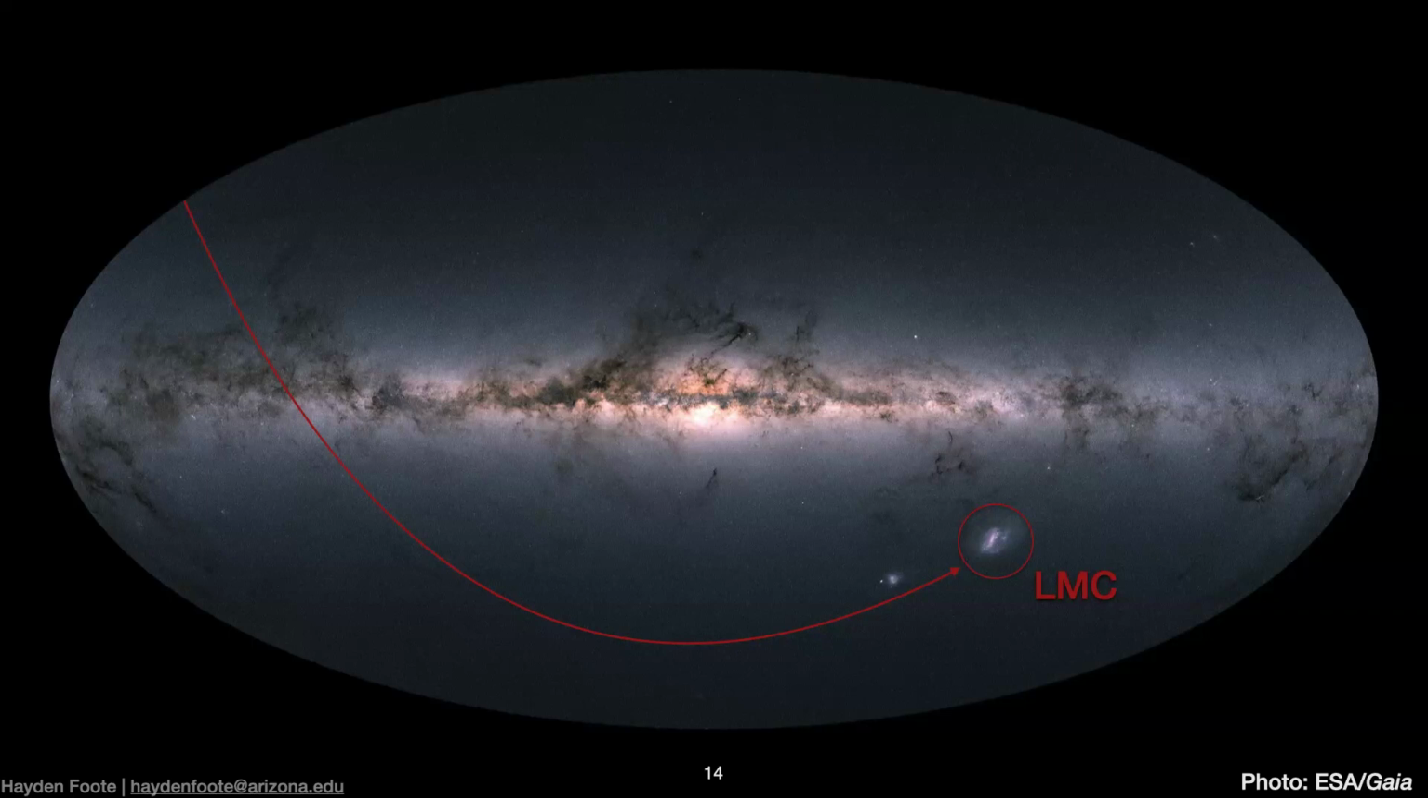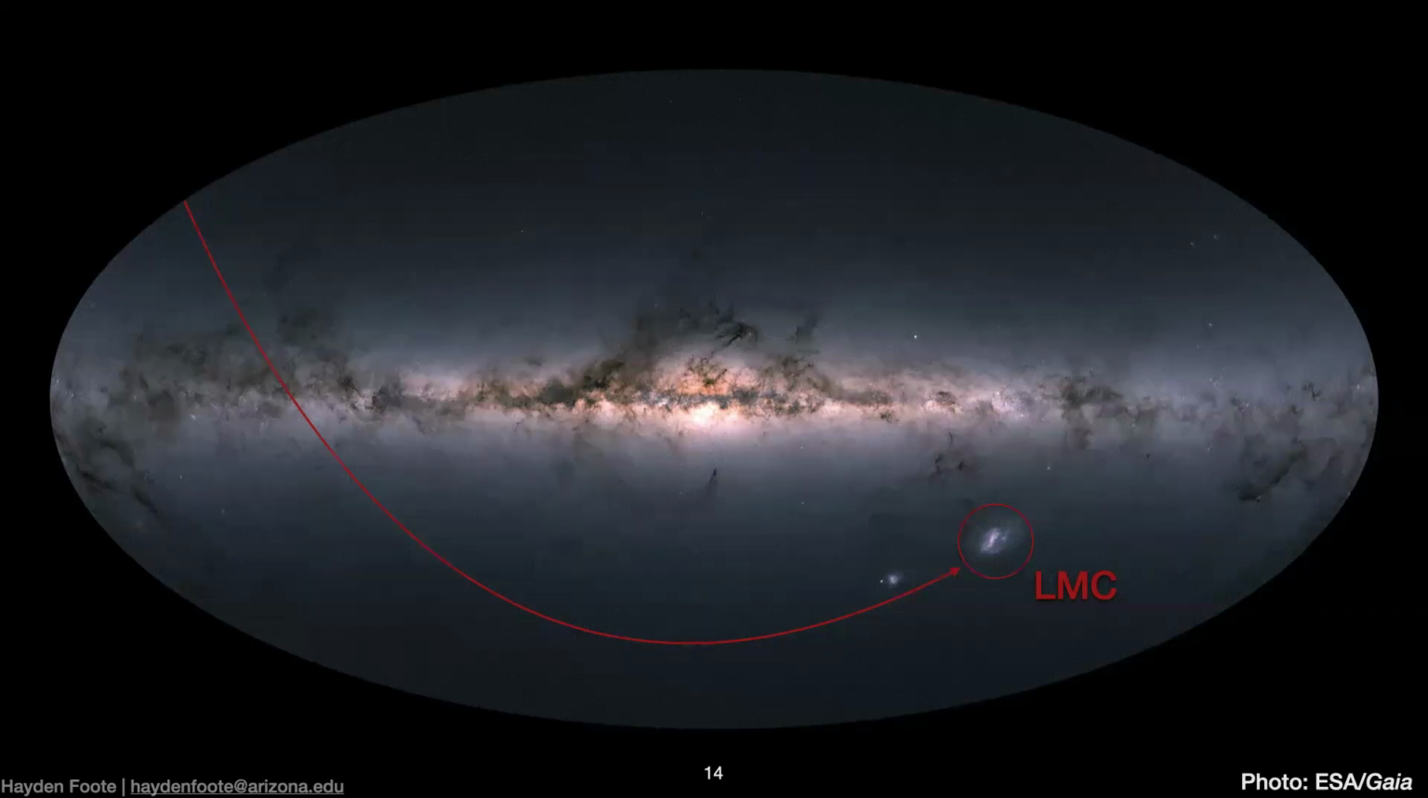Okay, so now I'm going to talk about my place in all of this, the paper I wrote over the last couple of years. This is focused on using the interaction between the LMC and the Milky Way to get a handle on whether we can distinguish between cold dark matter and fuzzy dark matter.